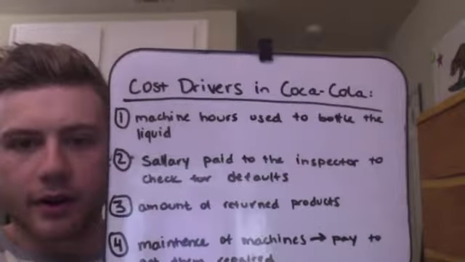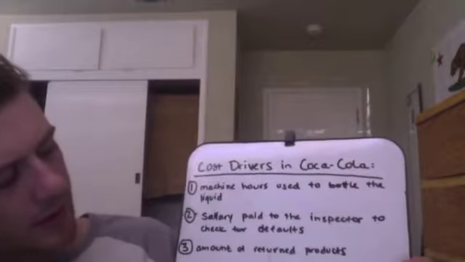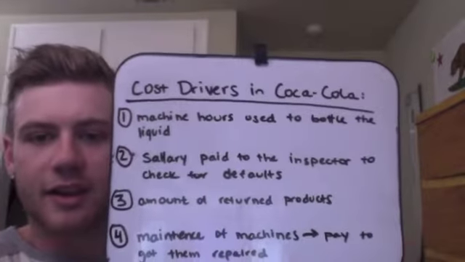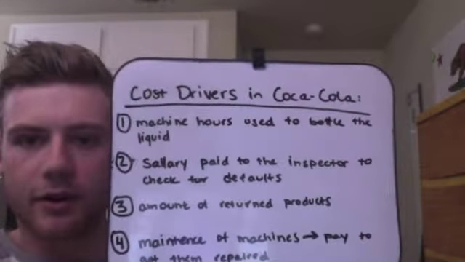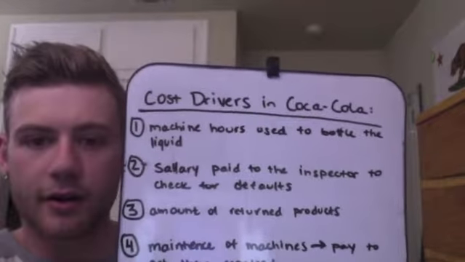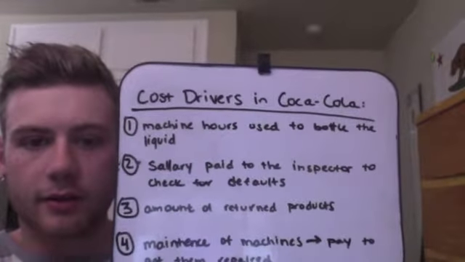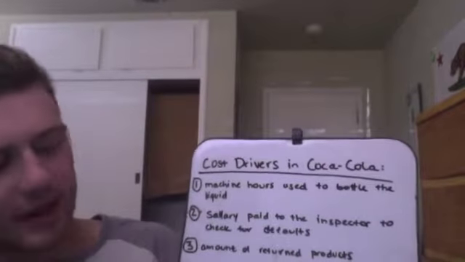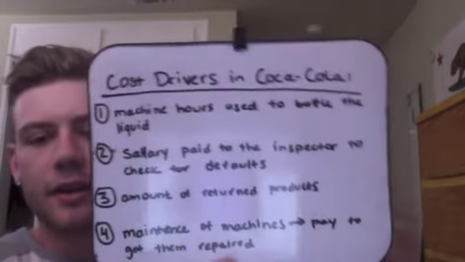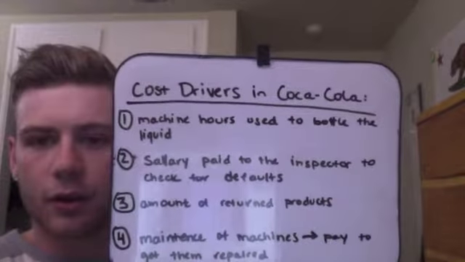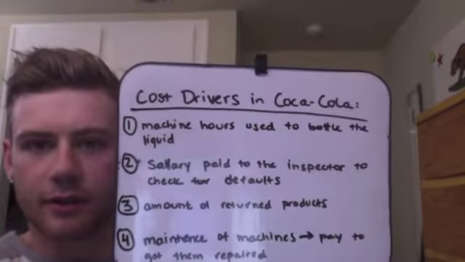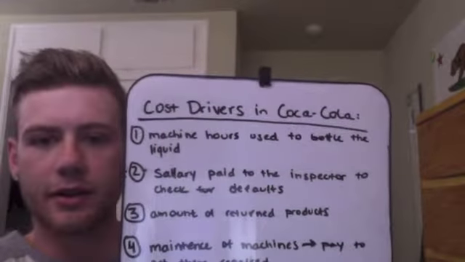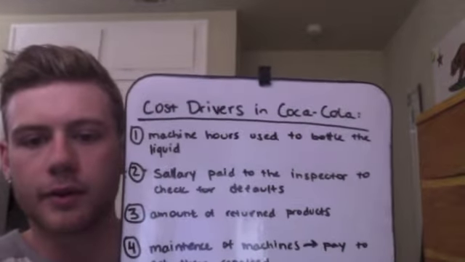For the third one, it's the amount of returned products. How much does it cost the company when a certain amount of products are being returned? And for the last one, maintenance of the machines. You have to pay to get them repaired, so you have to pay people to come in and work on the machines and make sure they're still running. Those are four basic cost drivers that would be in the Coca-Cola company.